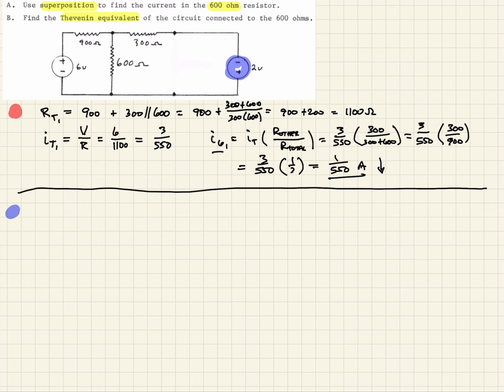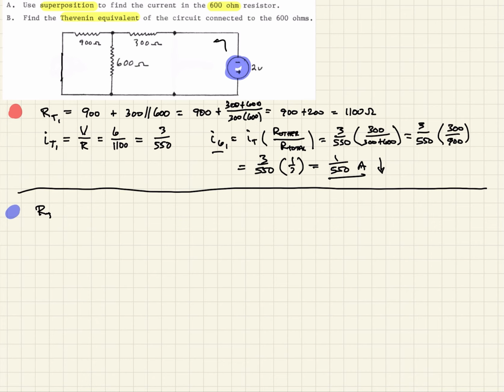Okay, so now when we're looking at the 2-volt source, remembering when we do superposition, we short out any other voltage sources. So the 6-volt source is going to go away and be replaced with a short circuit. So it would look like this. Now we have something very similar to what we had before, so we'll approach it the same way. We need to again find the total resistance seen by our 2-volt source, looking this way actually.